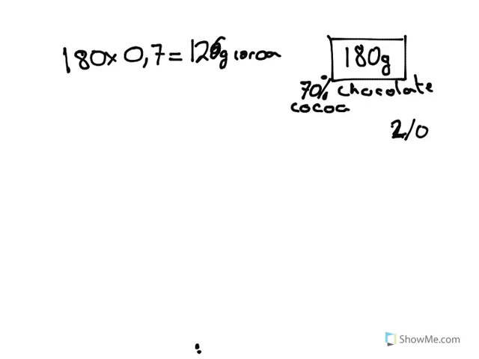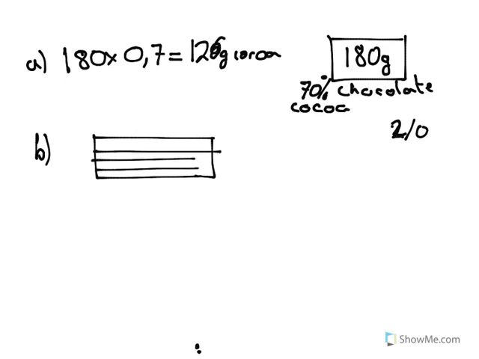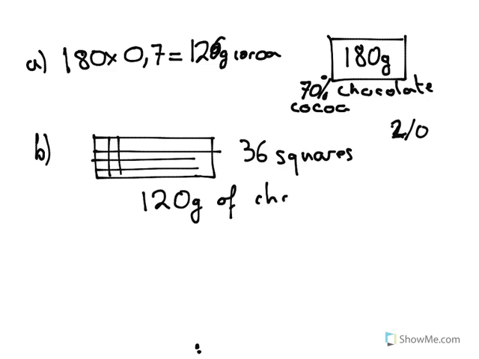Then for B, that was question A. Then in question B, it says that there are 36 squares, so maybe 9 times 4, in your bar of chocolate. And you need 120 grams of chocolate. And the question is, how many squares is that?